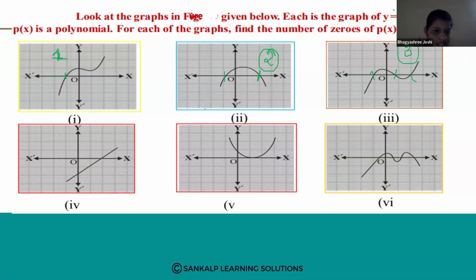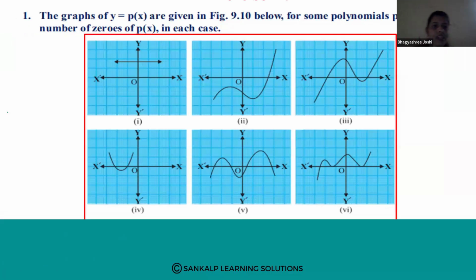Next, in the fourth case, how many times does it intersect? Only one time. That means it has only 1 zero. In this case, how many times does it intersect? Yes, only one time. Very good, students. Very fine answer. In this case, 1, 2, 3, 4. 4 zeros it has. Right?